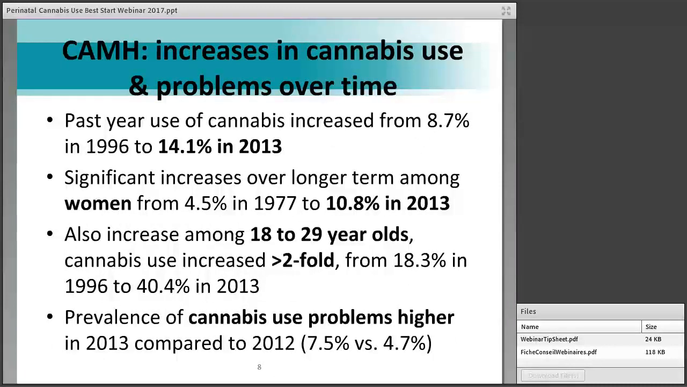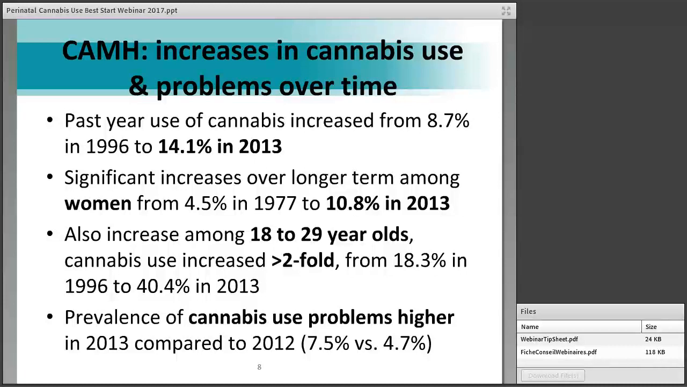So what they found is a few worrisome trends. So first of all, they found that the past year use of cannabis increased from approximately 9% in 1996 to approximately 14% in 2013. There was also a significant increase in this time period among women. So women doubled their cannabis use in that time period. Again, another worrisome trend. And secondarily, it was more common among young individuals, so between 18 to 29. So we're looking at women of childbearing age being a representative sample of cannabis users.